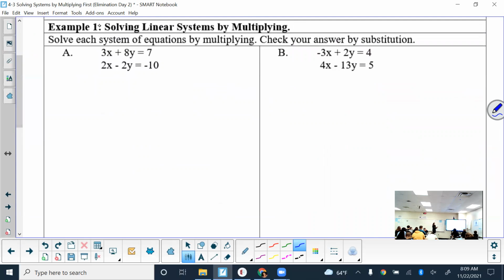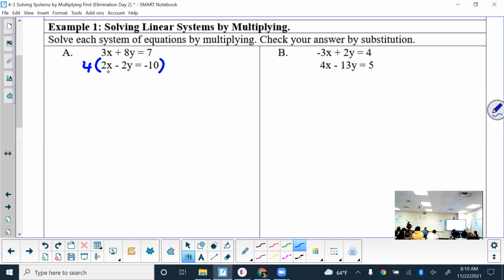So look at example 1a. Do we have common coefficients? No, we do not. What could I do to create one? Good. If I multiply the bottom one by 4, I could get a common coefficient that way. That would cancel out the y. If you wanted to cancel out the x, you would have to multiply both equations by something. So work smarter, not harder. I could just multiply one of the equations by 4 and accomplish the goal of getting a common coefficient.